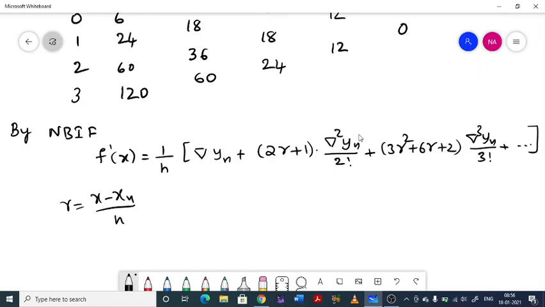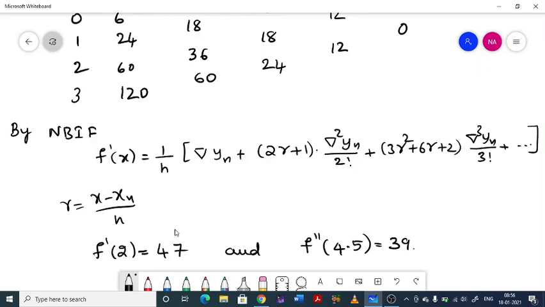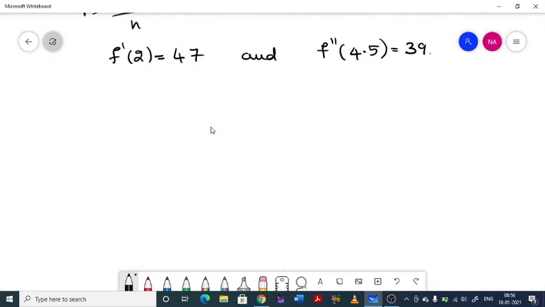Substituting the values you get f dash of 2 equal to 47, and similarly you can write the second derivative formula. You will be getting f double dash of 4.5 equal to 39. So try to write the missing steps here. So with this the discussion on numerical differentiation using Newton's forward interpolation formula and Newton's backward interpolation formula is over.